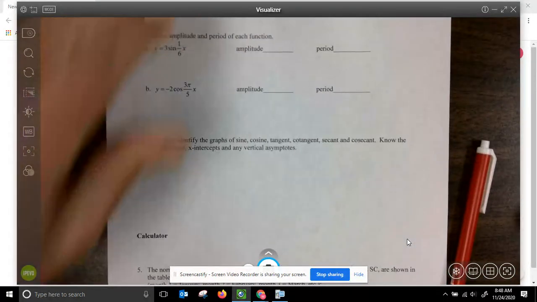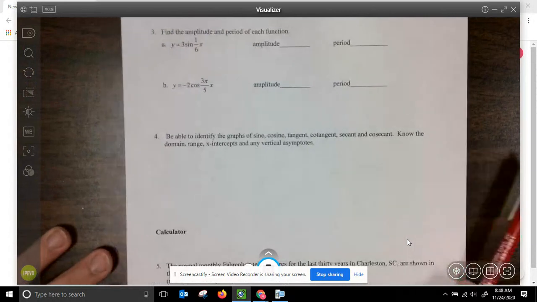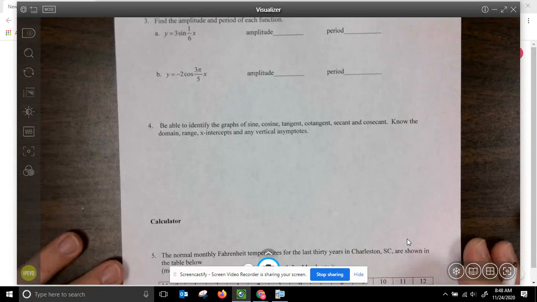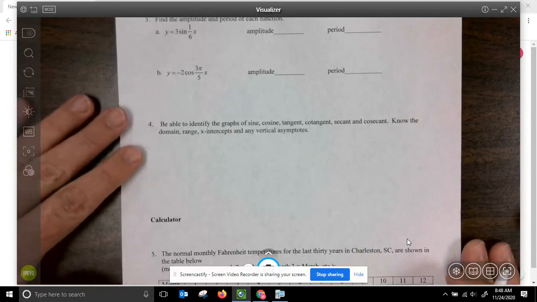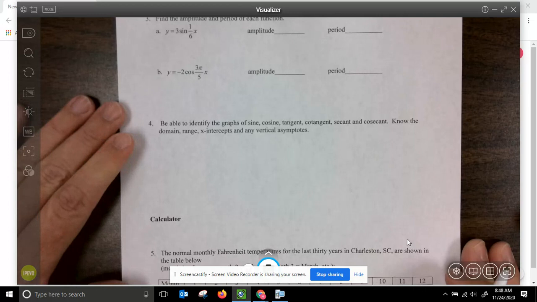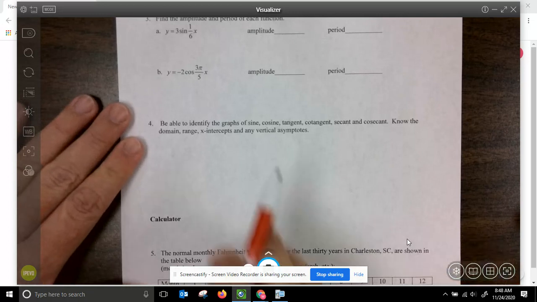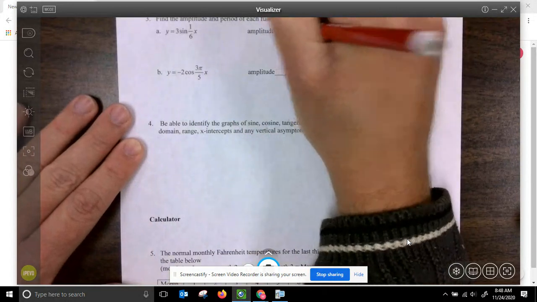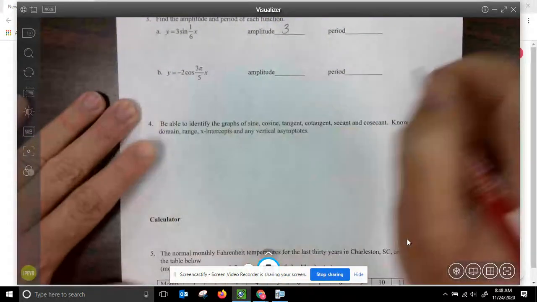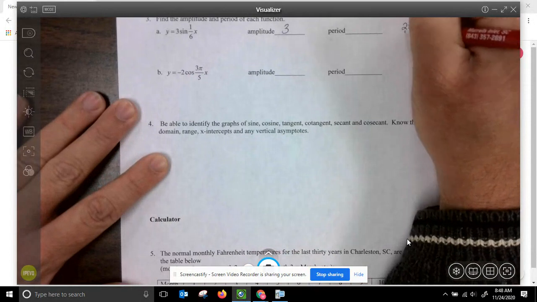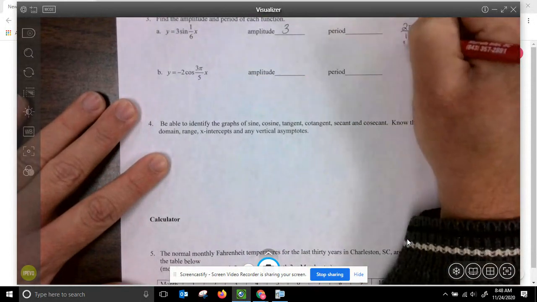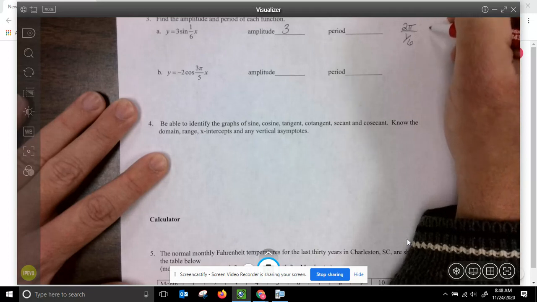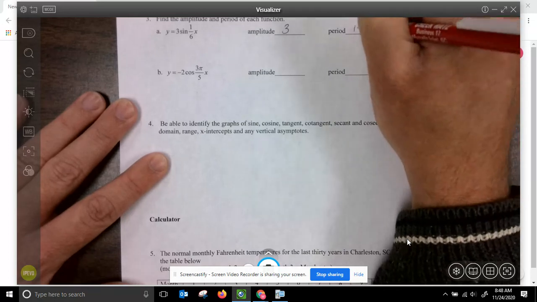All right, number 3, a little bit easier. It's actually kind of a mini part of what we just did. Here we don't have to do any graphing or anything, though. We simply need to find the amplitude and the period. So the amplitude is the absolute value of A, which in this case is 3. The period is 2 pi divided by B, which in this case is 1/6. Dividing by 1/6 is the same as multiplying by 12, so this is 12 pi.